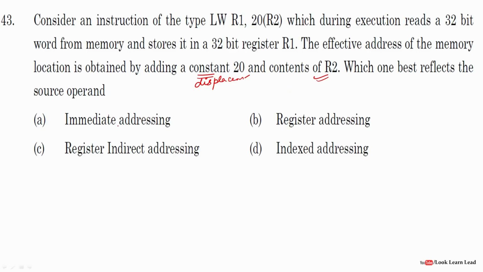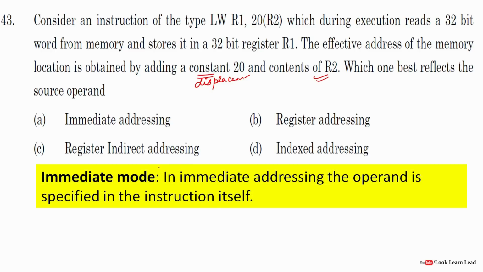See, these are the options for what type of addressing this is. So we will go through all of them. The first is immediate addressing. In immediate addressing, the operand is specified in the instruction itself. But here the operand is in the sum of the constant and the register. So it is not an option.